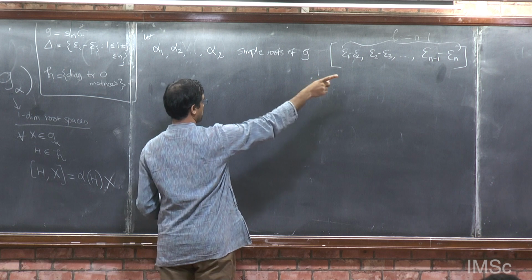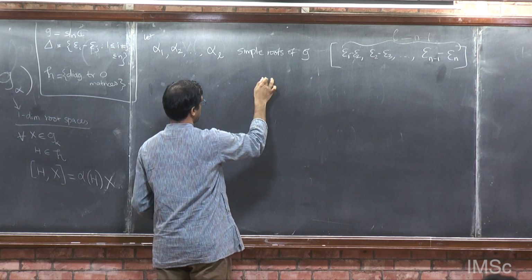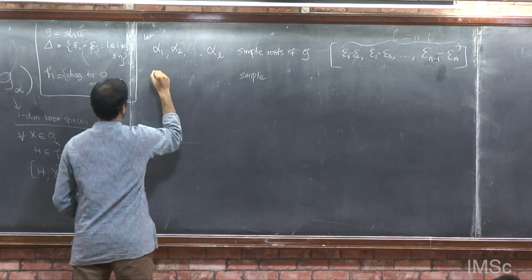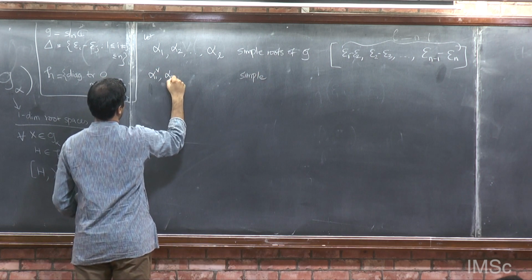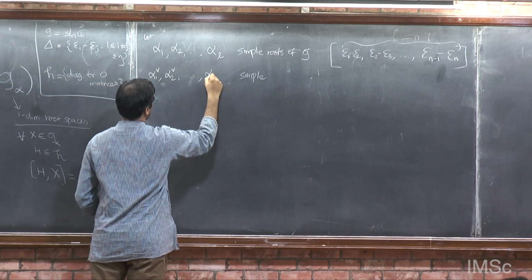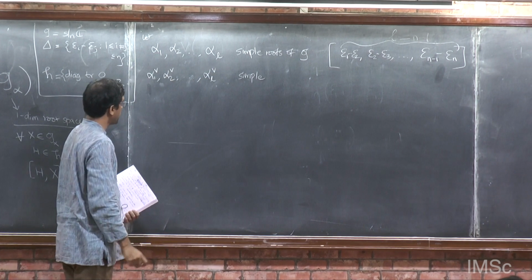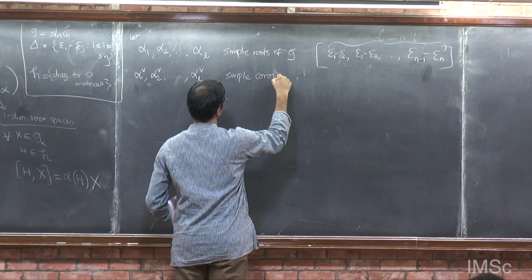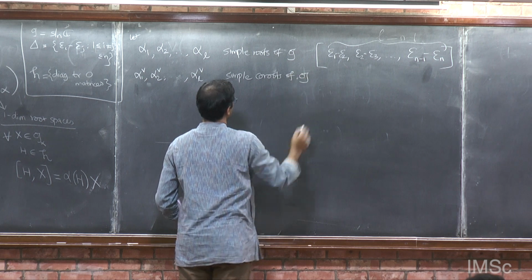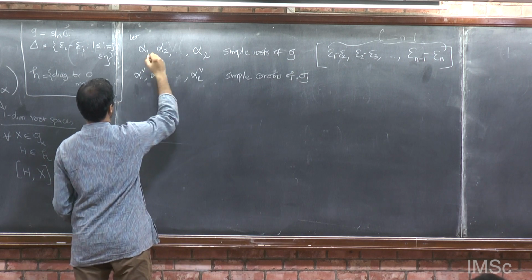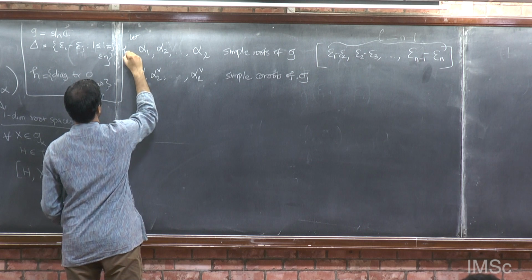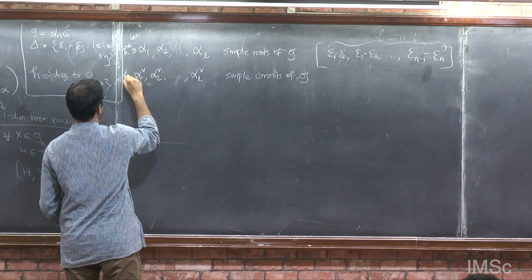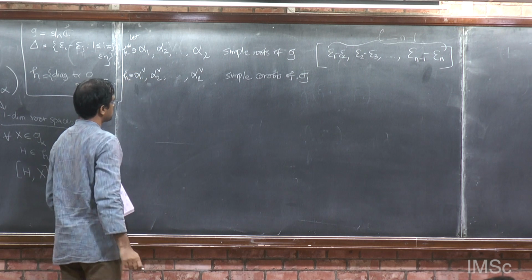Corresponding to each of them, or more generally corresponding to any root, we had constructed an SL2C. Here I'll now say alpha 1 check, alpha 2 check, up to alpha L check are what are called the simple co-roots of G. What are these? The alpha i's are all elements of H star, the dual Cartan, because they are the eigenvalues, whereas these actually belong to the Cartan itself. They are all elements of H.